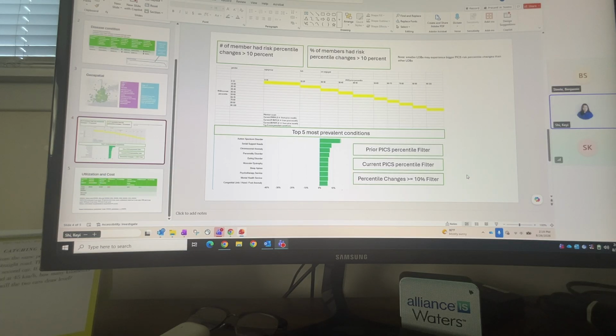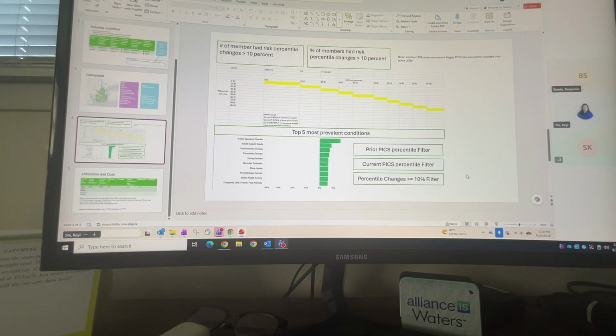And because you have all the cost and utilizations there, it could easily give us their cost changes and their utilization changes. Like if they have a lot of ER visits or inpatient visits, something like that would be helpful. Okay.